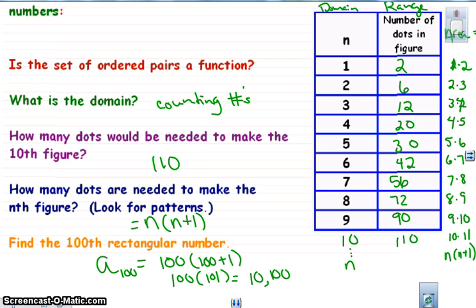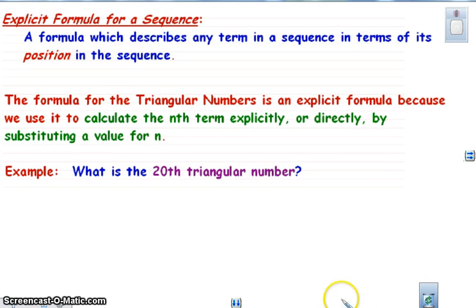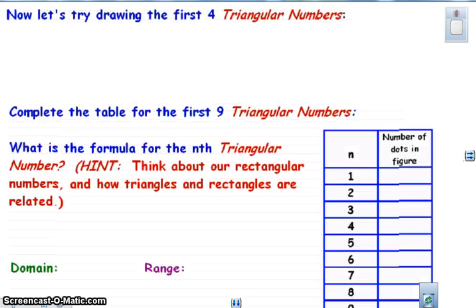I know this notation is different. It looks a little different. We'll take time to hopefully get this understood.